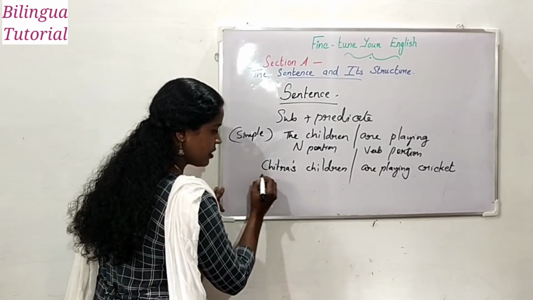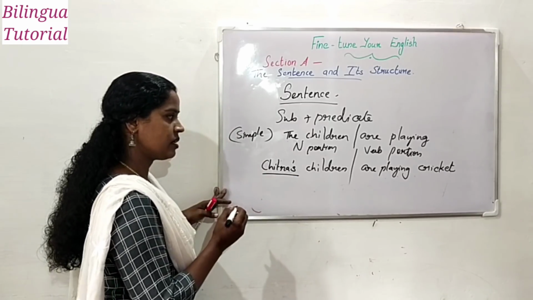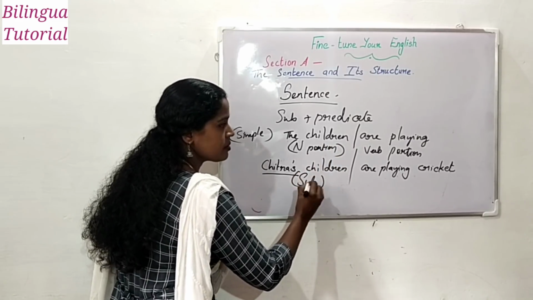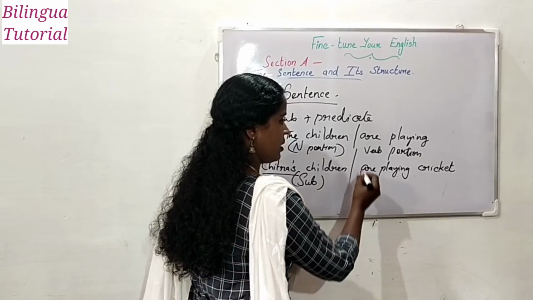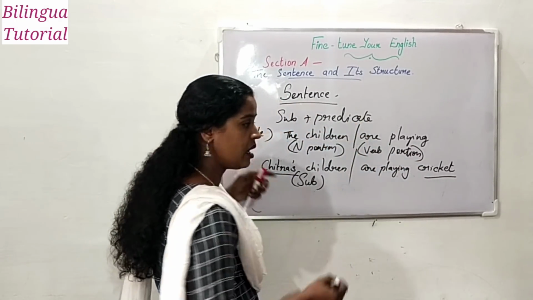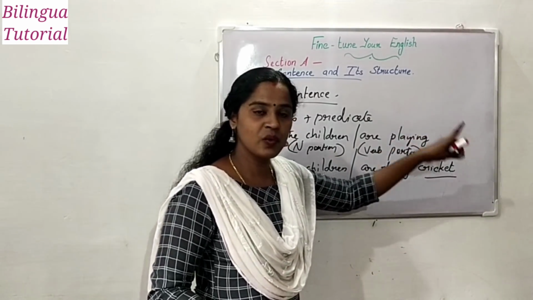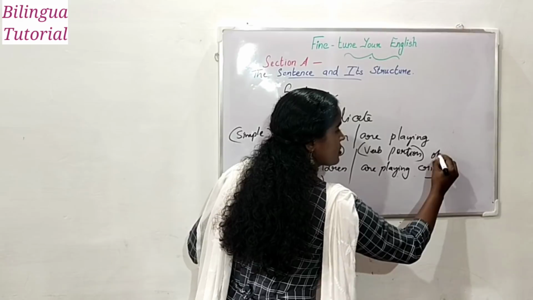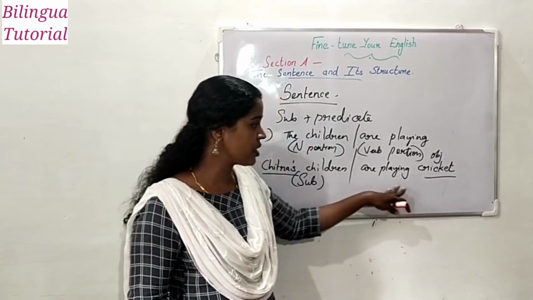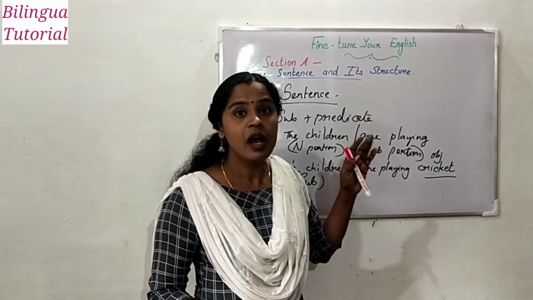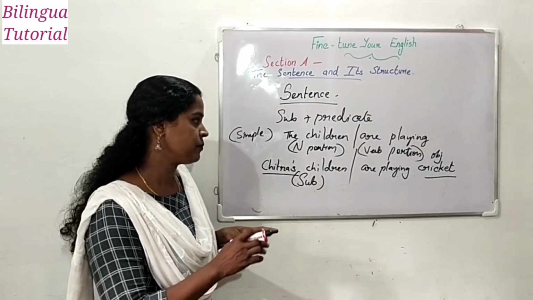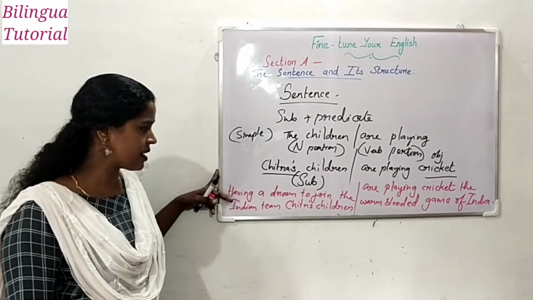Here, we have added the words Chitra's children, and still it is the subject. And we have added another thing, cricket. Another noun we have added here. If a noun comes after the verb, it is said to be an object. This is not the subject, that is the object. The noun portion after the verb is named as object. Then, how do you see the sentence now?